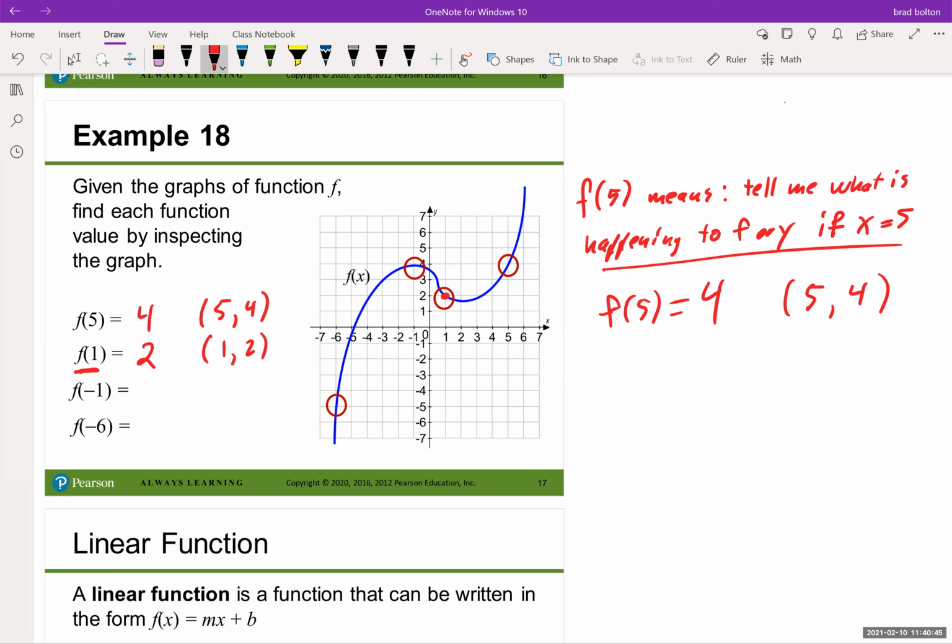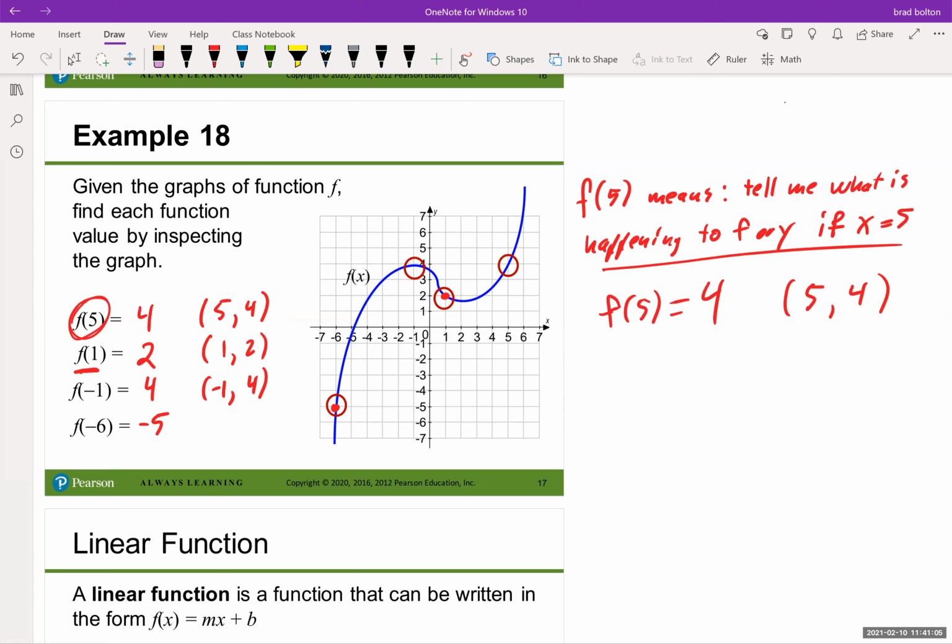Now we go negative 1 and it's 4. So we say negative 1 comma 4. Now we have negative 6. That would be negative 5. That's right here. So negative 5. Okay, so hopefully that makes sense to you guys. That's how you can look at a graph and know what this means, f of 5.